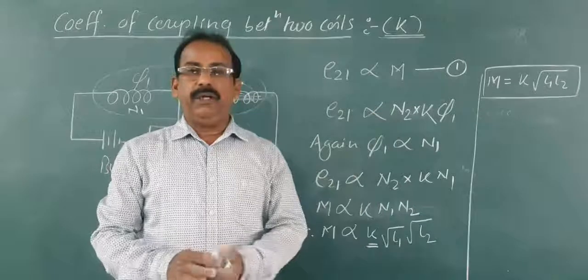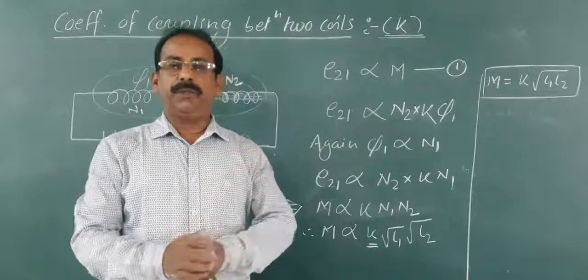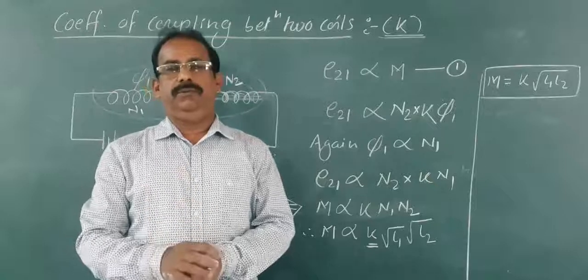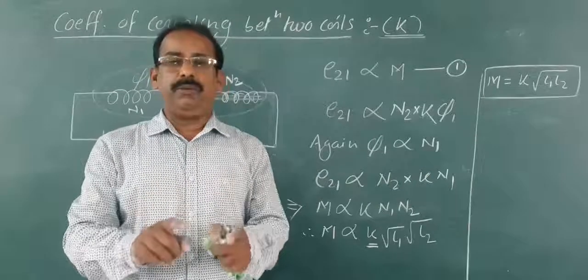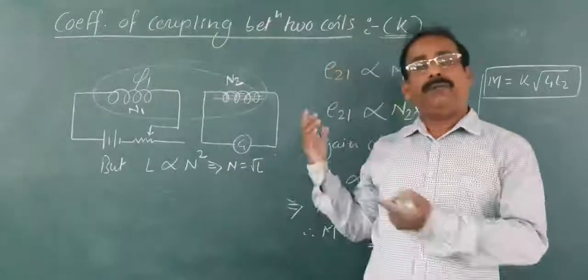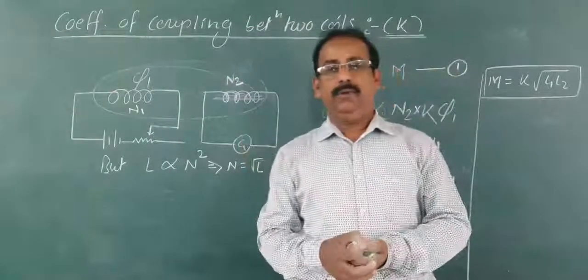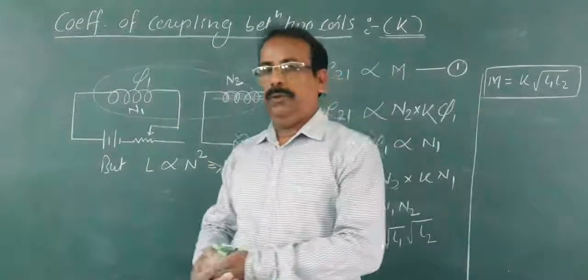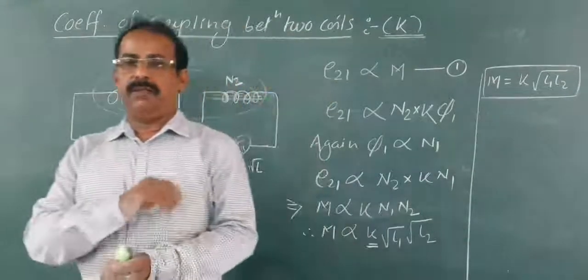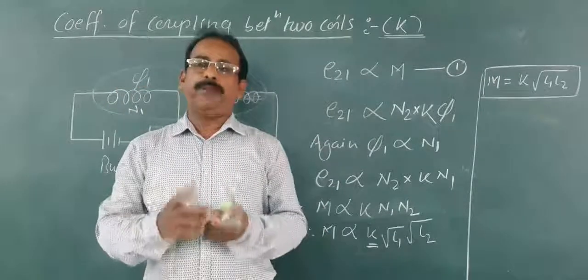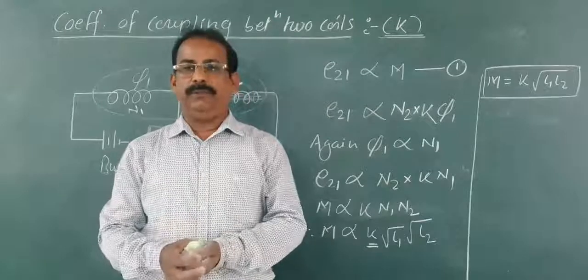The value of K, means coefficient of coupling, you will find always less than 1. If it is equal to 1, we say that there is a perfect coupling between the two circuits, between the two coils. Generally, the value of K comes less than 1.